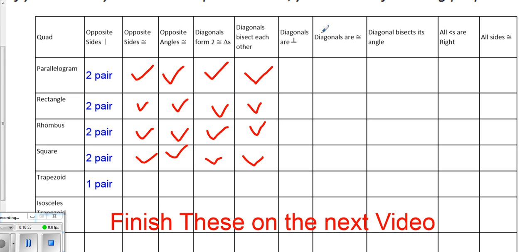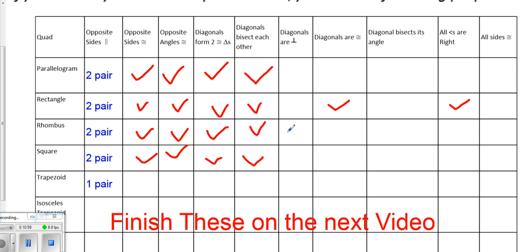Now, for a rectangle, we have a couple more things. Remember, we knew that the diagonals from corner to corner are exactly the same length as each other. They're not necessarily perpendicular. They don't always meet at a right angle. The diagonal doesn't always bisect the angle it comes off from. But all of the angles are right angles, though not all sides are congruent to each other. So these would be the pieces of a rectangle.